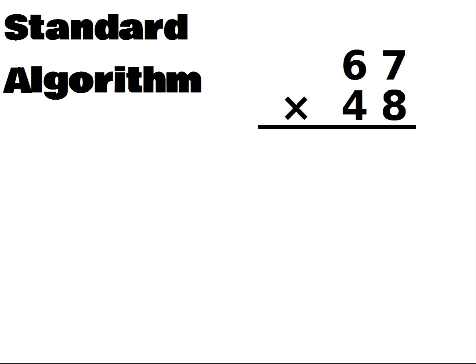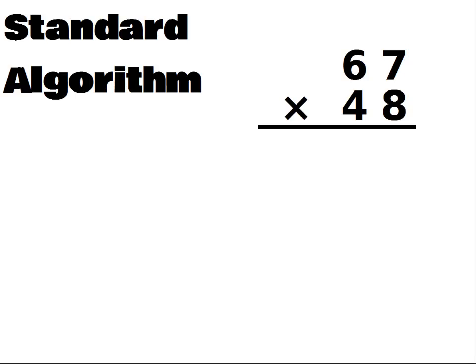First, we'll take a look at the standard algorithm. That's what we call the way that you probably learned to do multiplication. Our example problem for all of these different ways of doing multiplication will be 67 times 48. In the standard algorithm, we write them like this.